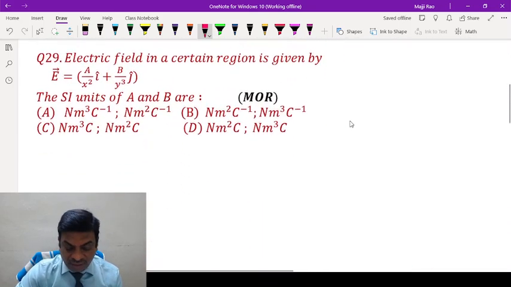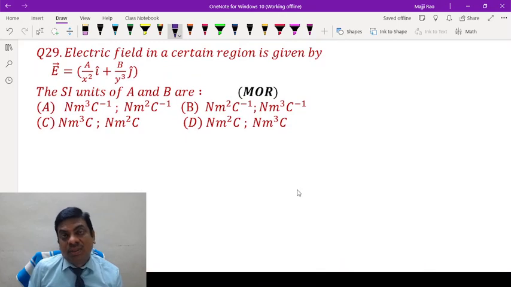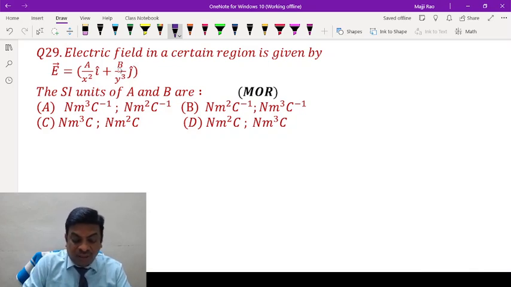The electric field in a certain region is given by vector E equal to this, the assignments. This is quite simple. This question is based on the principle of homogeneity in dimensions. The principle of homogeneity in dimensions simply states that two or more physical quantities which are being added or subtracted should bear the same dimensions. Moreover, the result which you get after adding or subtracting should also have the same dimensions.